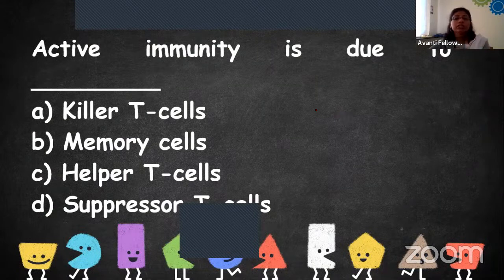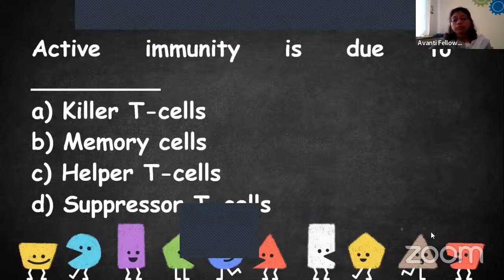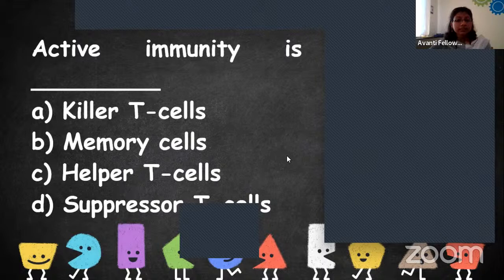Okay, so here is your question. Active immunity is due to what? Your options are killer T cells, memory cells, helper T cells, or suppressor T cells. Use your mind a little and think, we have different types of cells. So which type of cell is responsible for creating active immunity? Which is majorly taking part in active immunity? Because in active immunity, we are always going for the formation of memory, right?